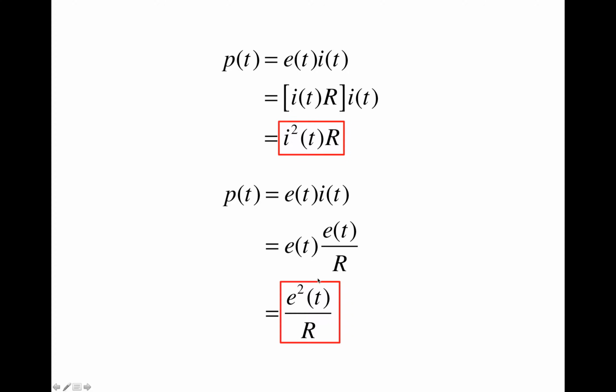And depending upon the particular situation or particular measurement that you have, right, if you have a measurement of the voltage across it, you can use this equation to compute the power. Right? But if you have a measurement of the current that's flowing through it, then you can use this equation to compute the power. Right? And that's the power that's being dissipated by the resistance.